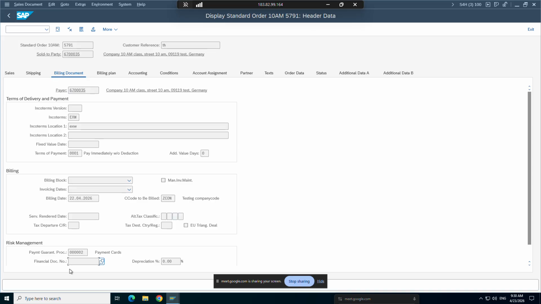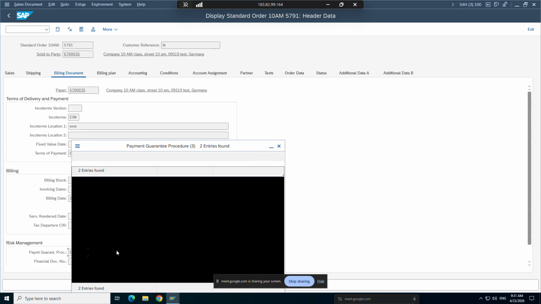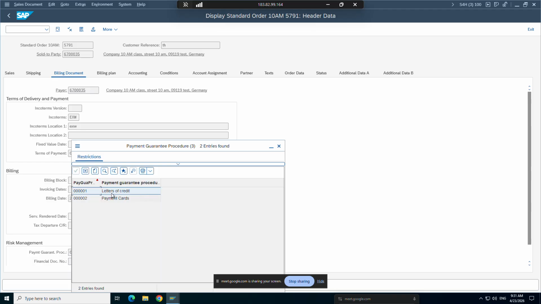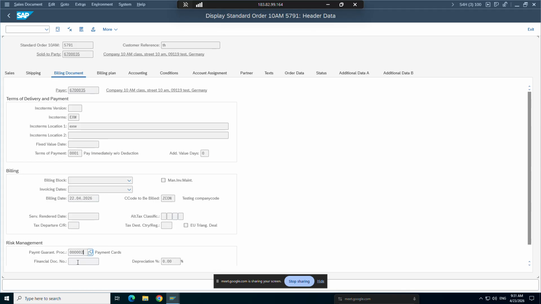So as I said, when you create a letter of credit in SAP, there will be some number, right? When you create a sales order, like this sales order has a number of 5791. Similarly, when you create a letter of credit in SAP, again some document number will come. Let's say it's 1234. That number you will assign here. You will take the payment guarantee procedure 001 or something, I don't remember what exactly it is, but accordingly you need to take the payment guarantee procedure and then letter of credit 001. And then you maintain that 1234 letter of credit number here.